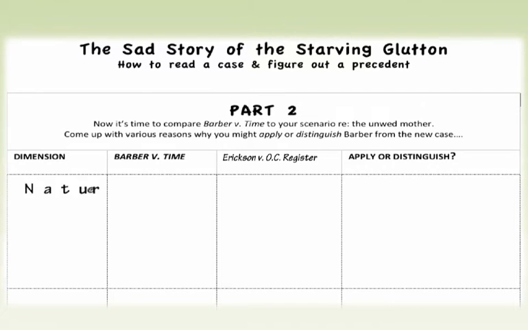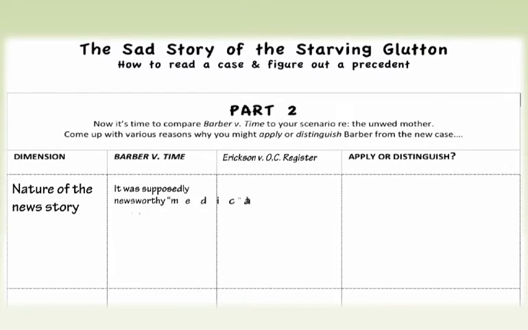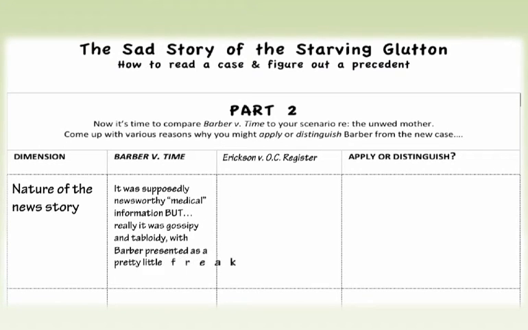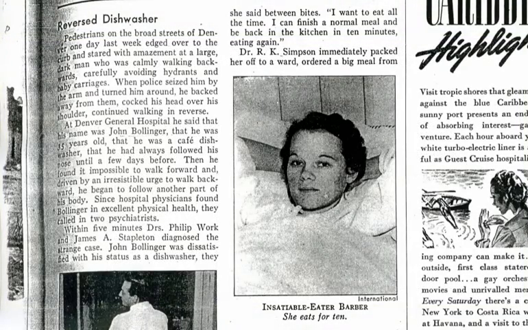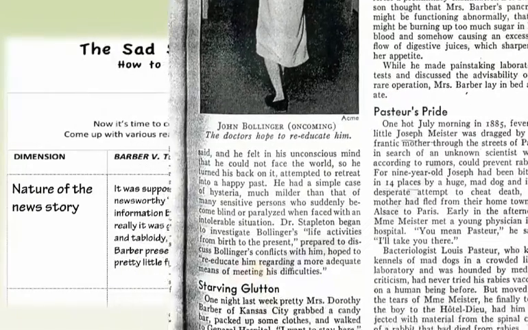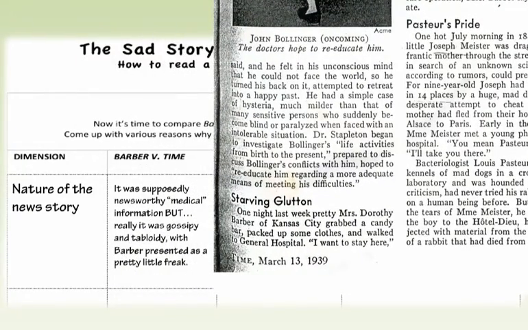So one dimension would be the nature of the news story. And I see this articulated in a whole bunch of different ways: the focus of the story, the nature of the article, whatever. In Barber v. Time, Time is claiming that this is newsworthy. But the reality is that it's actually kind of a tabloidy, gossipy kind of thing. It's mostly interested in treating Dorothy Barber like a pretty little freak. I mean, starving glutton, come on. This is not exactly a neutral public interest story.